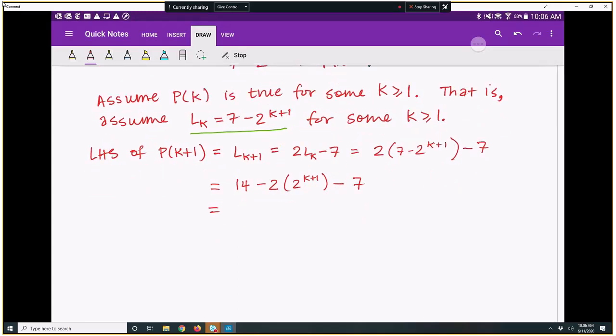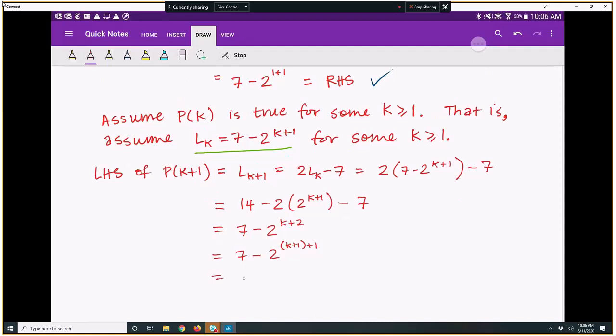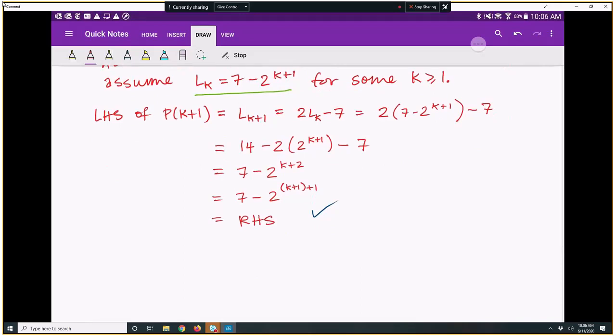Well, 14 minus 7, I can combine these like terms. That's going to be 7. And then 2 times 2 to the k plus 1 is minus 2 to the k plus 2. And I can write that as 7 minus 2 to the k plus 1 plus 1, which is the exact form that I wanted it to have. So that's equal to the right-hand side that I wanted to see, and I've verified it.